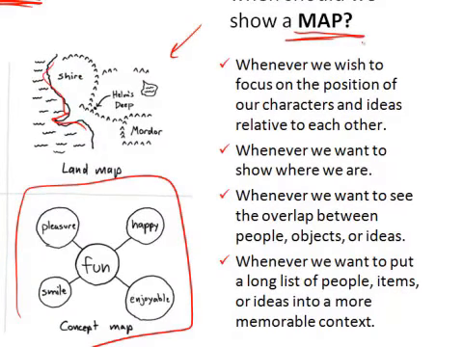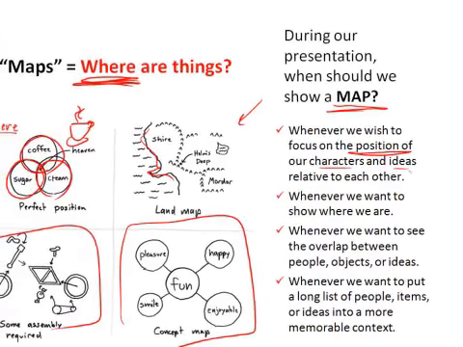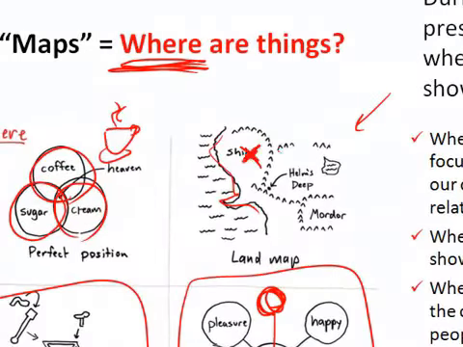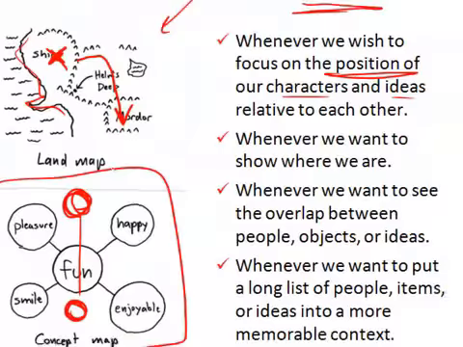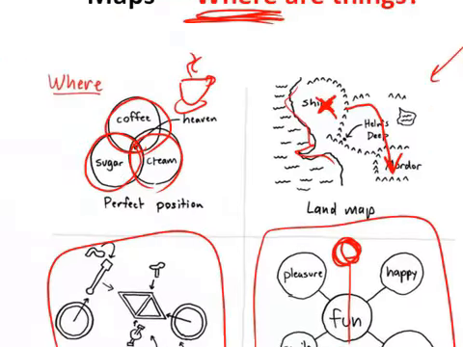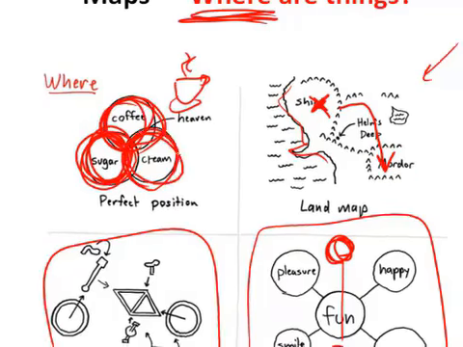Well, let's think about that. Whenever we wish to focus on the position of our characters or ideas relative to each other. So this person relative to this person, I'm going to put them into a map. Whenever we want to show where we are. Ladies and gentlemen, we're starting here and we're making a great journey here. Whenever we want to see the overlap between people or ideas. So what was the overlap between the right amount of sugar, coffee, and cream?